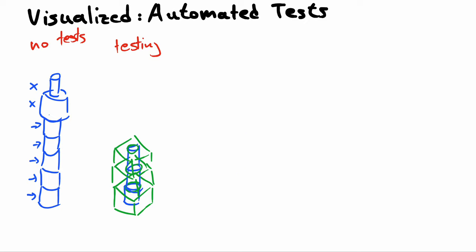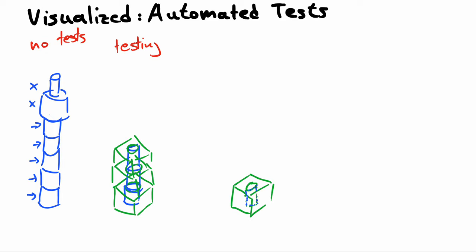Okay, what is test-driven development then? If this is automated testing, what is test-driven development? It looks like this. You don't have a cylinder to start with. You actually have the shape, the form, to start with. And after you have the form, you slowly build up, to see the inner parts, and then you slowly start building up the cylinder.